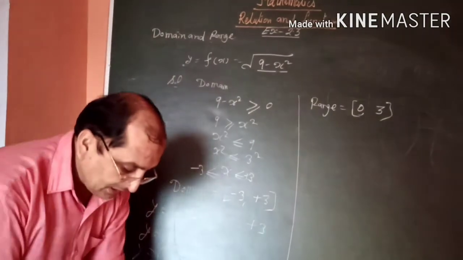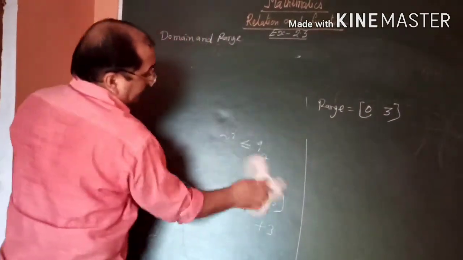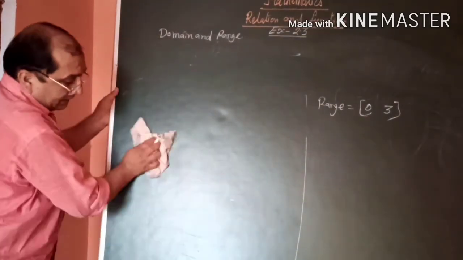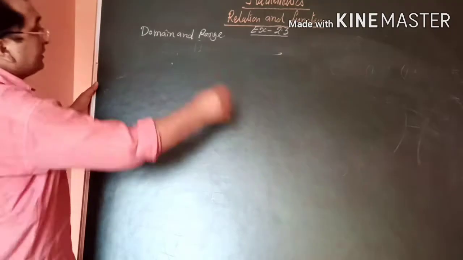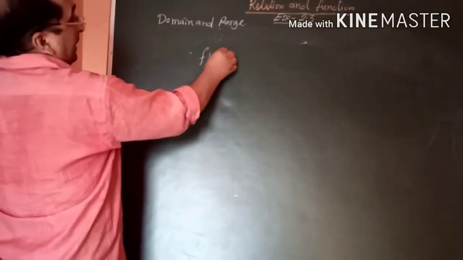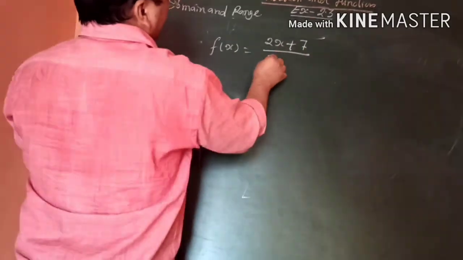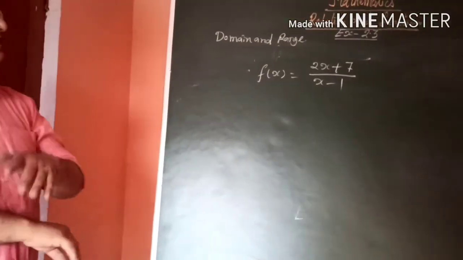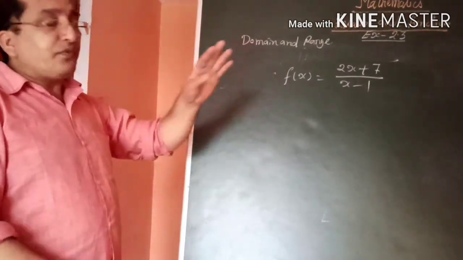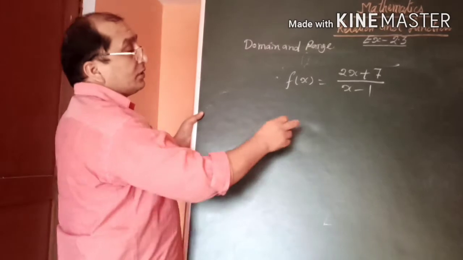And one more thing now. Suppose a question is given in this manner, in this form. Now see, suppose f of x equal to 2x plus 7 upon x minus 1. Suppose this is the function, and how can we find its domain and range? For finding its domain and range, the function will be defined if its denominator is not equal to 0.